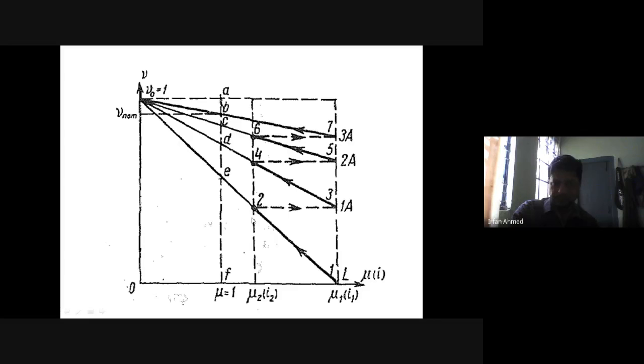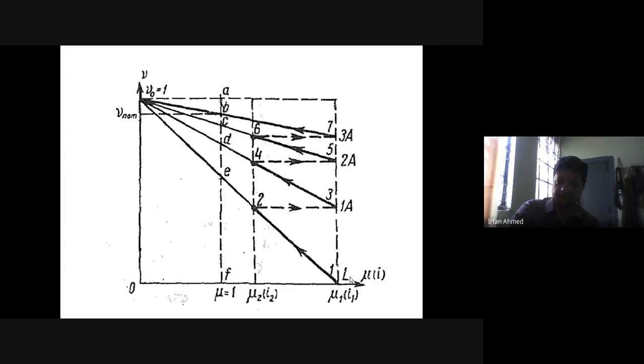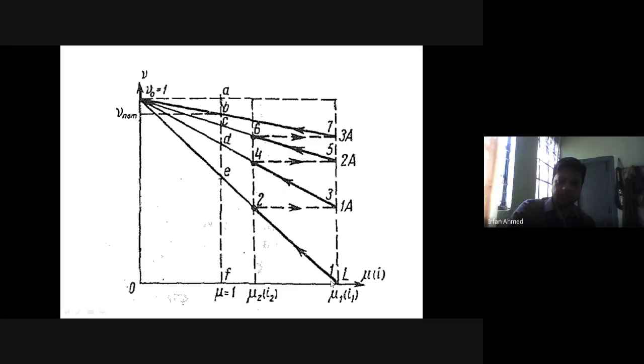You have put external resistances in the armature circuit so that at the time of starting, when the back EMF is 0, the motor current is I1. Now current starts flowing in the motor and the motor speed goes on increasing. As the motor speed increases, what happens to the back EMF? It increases. So your armature current decreases, and your motor torque also decreases.